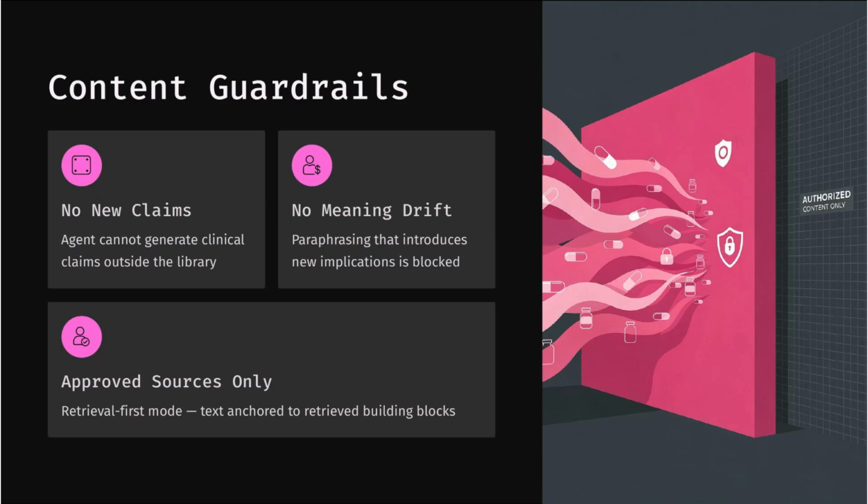This is where guardrails become concrete. The agent should be prevented from generating new clinical claims. It should be prevented from changing the meaning of an approved claim through paraphrasing that introduces new implications. And it should be prevented from using external sources unless those sources are explicitly approved for that content type. In practice, that means the agent often operates in a retrieval first mode, where it must pull claims from a library and can only generate text that is anchored to those retrieved building blocks.